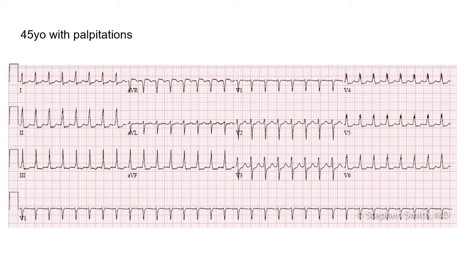Okay. Here's a 45-year-old with palpitations. All right, so are we wide or narrow? We're narrow. Looks pretty regular, right? Okay. And then are there P waves? I don't really see P waves. So what do we think this may be? What could this be?